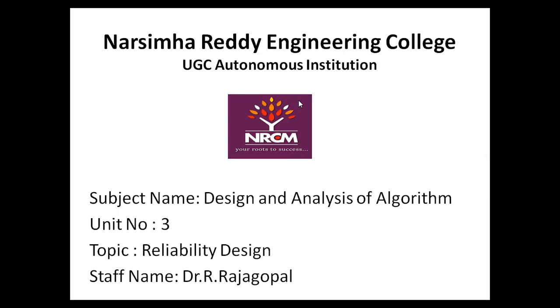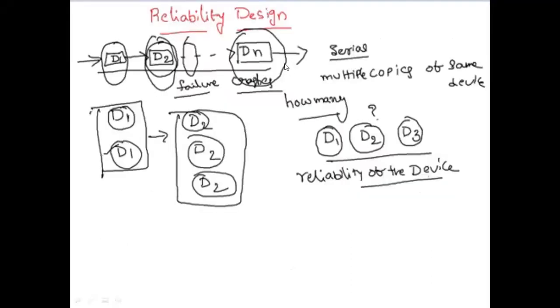That is reliability. So how do we design like that? That is reliability design. Suppose in a system there is device 1, device 2, up to n number of devices. These devices are connected serially. The output of device D1 is used as the input to the next device D2, and the output of D2 is used by the next device, like that up to n devices.